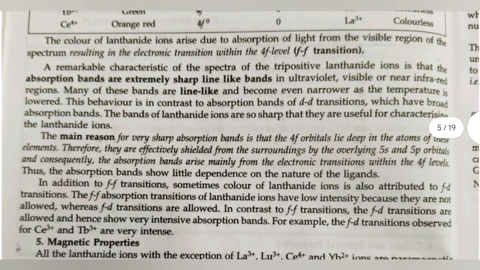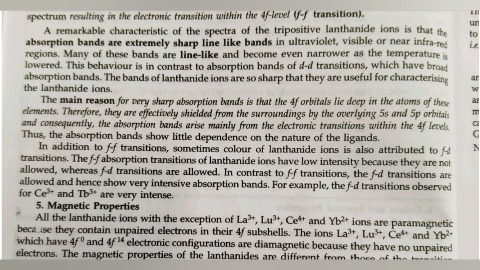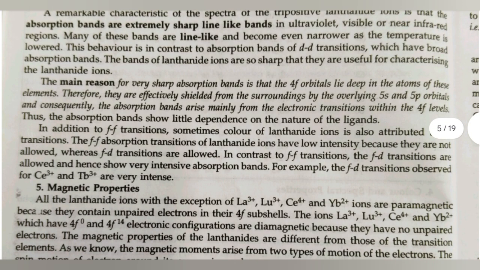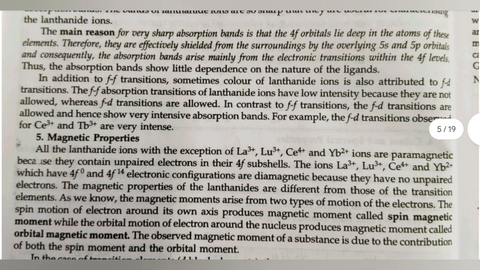The color of lanthanide ions arises due to absorption of light from the visible region of the spectrum, resulting in electronic transition within the 4f levels, f-f transition. A remarkable characteristic of the spectra of tripositive lanthanide ions is that absorption bands are extremely sharp, line-like bands in the ultraviolet, visible or near infrared region. Many of these bands are line-like and become even narrower as the temperature is lowered. This behavior is in contrast to absorption bands of d-d transition, which have broad absorption bands. The bands of lanthanide ions are so sharp that they are useful for characterizing the lanthanide ions.